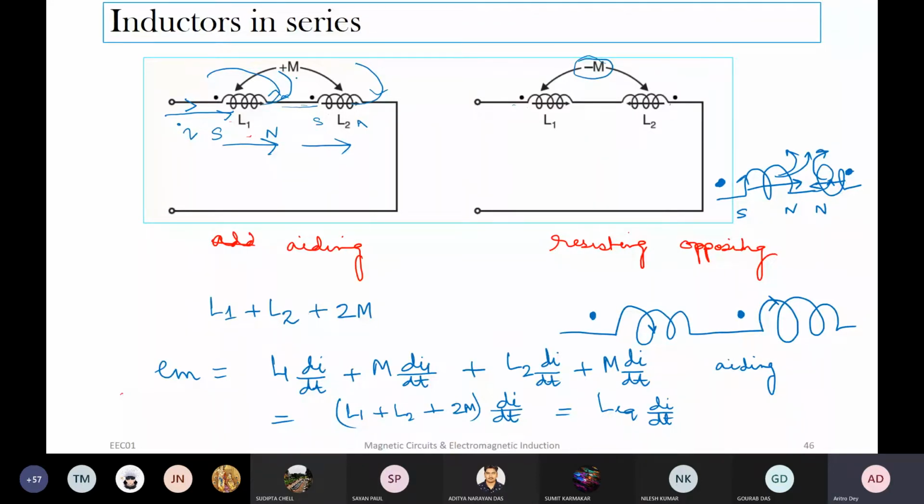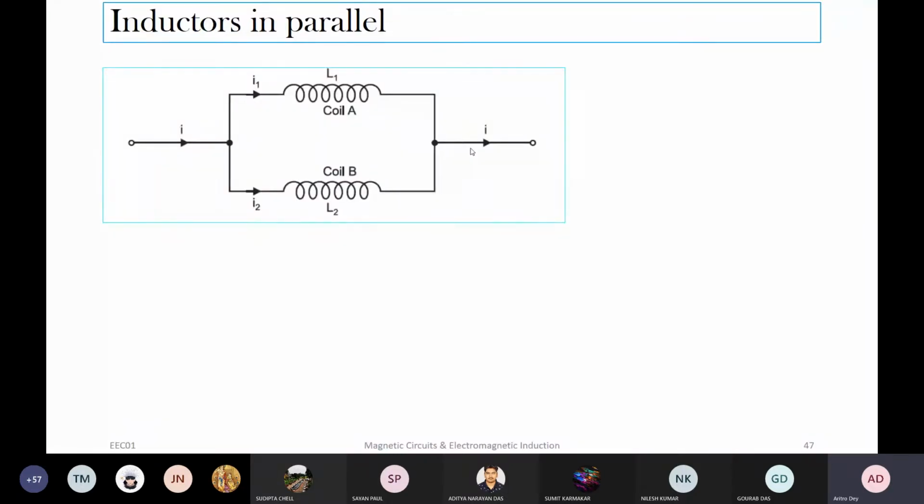So in place of plus, we just put (L1 minus M) di/dt plus (L2 minus M) di/dt. If we add them up, we get L equivalent equal to L1 plus L2 minus 2M. So we can write plus or minus for the mutual term as per the dot convention. If we have a complicated circuit, depending on the dot convention we can write plus or minus for the mutual one. Whenever M is equal to zero, it is simply L1 plus L2, just like resistances R1 and R2. Now let us come to the inductors which are in parallel, and we will take up the direction of the current.